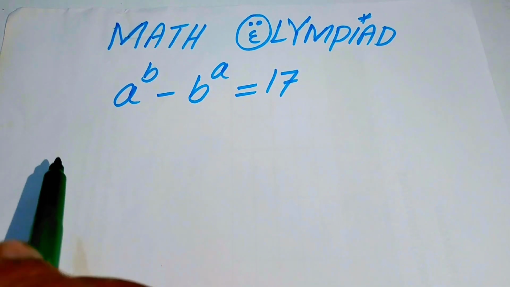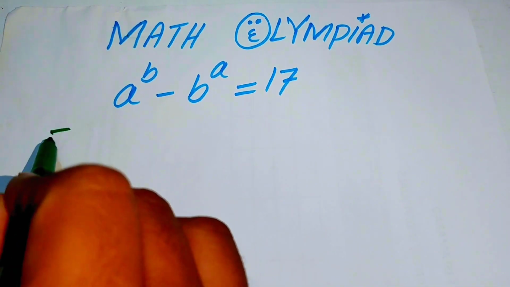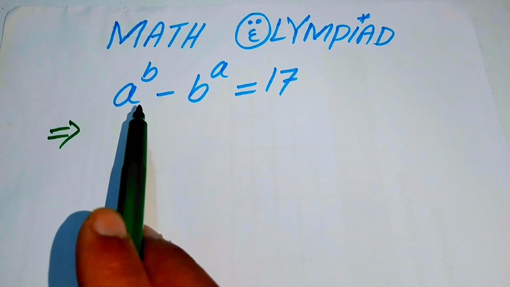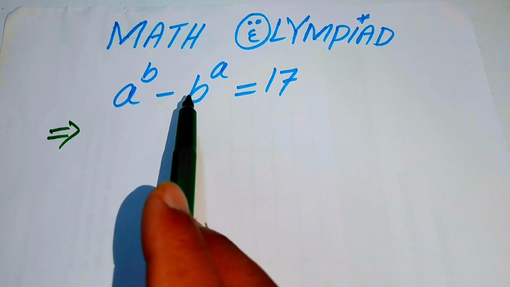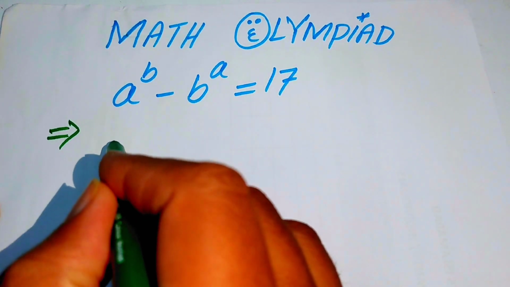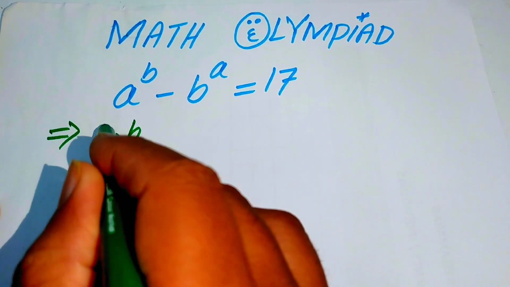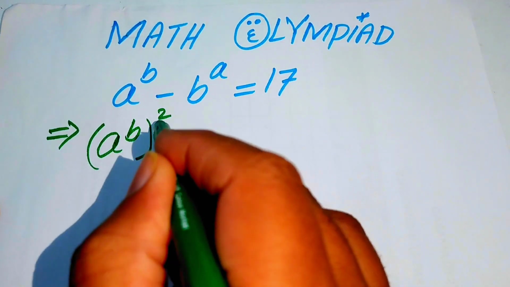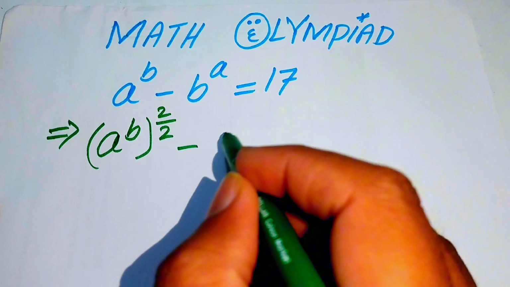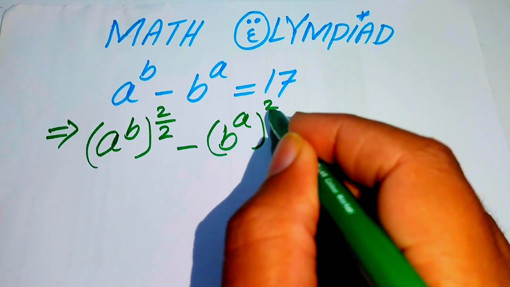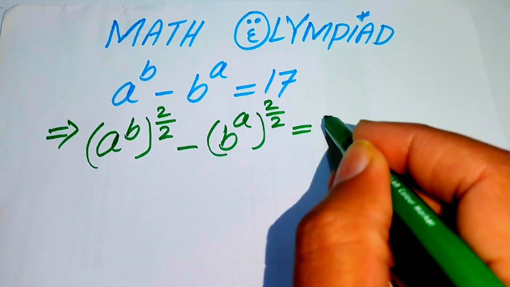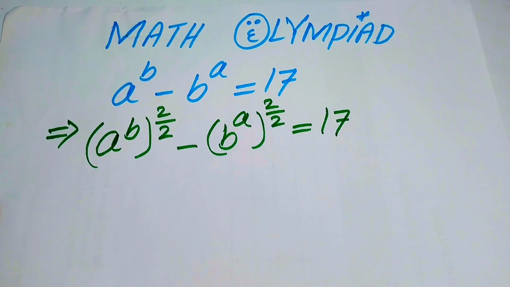So the very first step we are going to do is first we multiply and divide the exponent of these two terms by 2, and it will be written as a to the power of b and its whole power 2 by 2 minus b to the power of a and its whole power 2 by 2, and this whole equation equals 17.